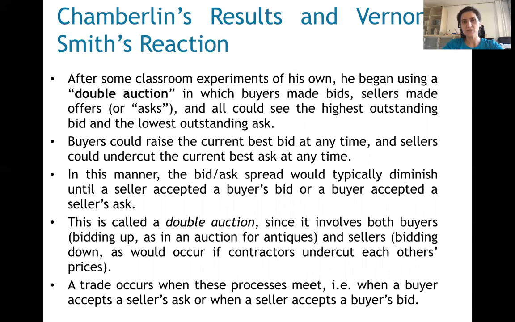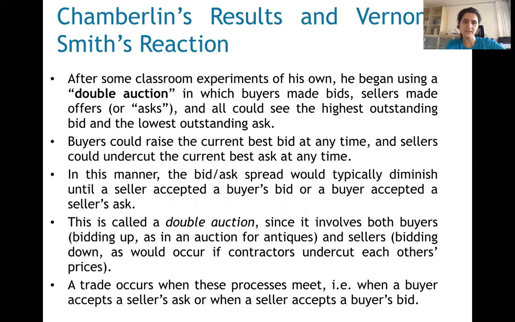Okay, buyers could raise the current best bid at any time, and sellers could undercut the current best ask at any time. Sellers' offers are named as ask, buyers' offers are named as bid. In this manner, the bid-ask spread would typically diminish until a seller accepted a buyer's bid or a buyer accepted a seller's ask. This is called a double auction since it involves both buyers and sellers.